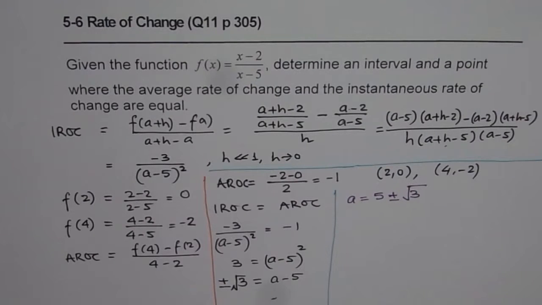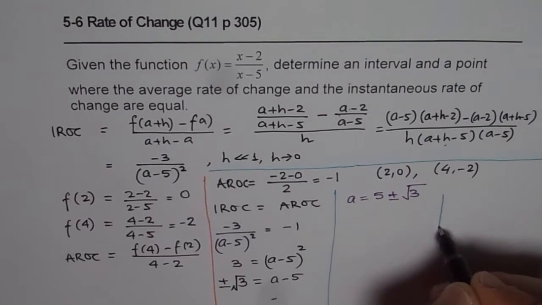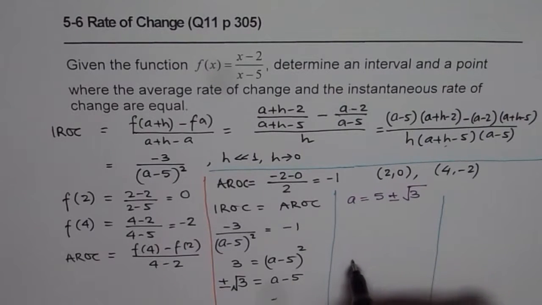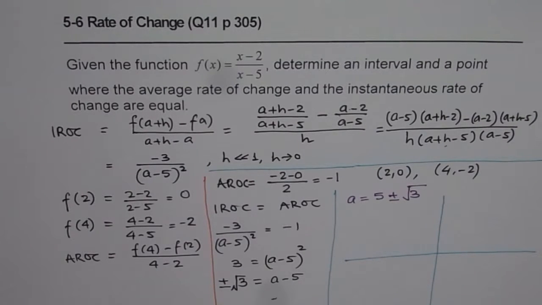Now can you explain to me why I got these two values, and that too why 5 plus minus square root of 3? Well, that's a question for you to answer. You can pause the video, answer this question, and then look into that solution also, since I think I should tell you that also right now.